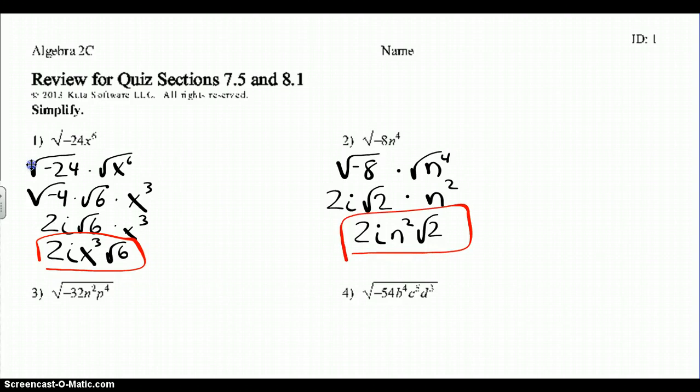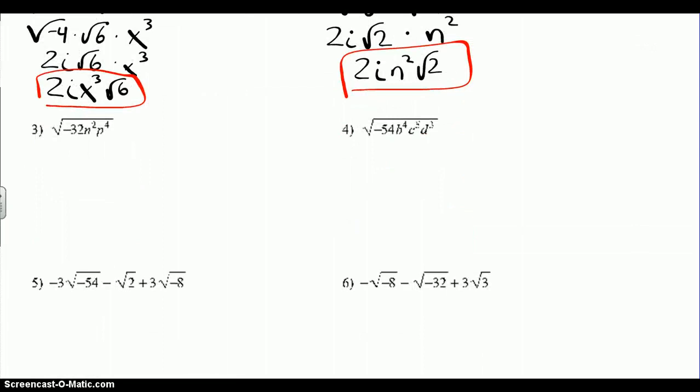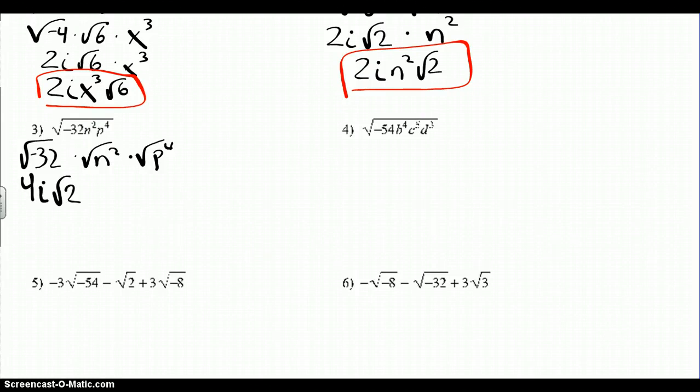Okay, let's keep rolling. The next one looks a little harder, but it's very similar. Square root of negative 32 times square root of n squared times the square root of p to the 4th. We just have one more variable involved. Square root of negative 32 simplifies to 4i root 2. 2 goes into 2 once, so I just have n. 2 goes into 4 twice, so I have p squared. Put it all together, I get my 4i n p squared times the square root of 2.